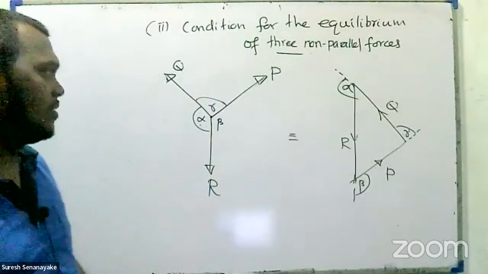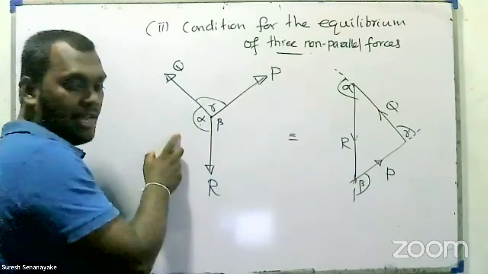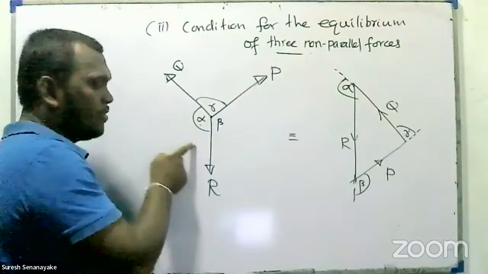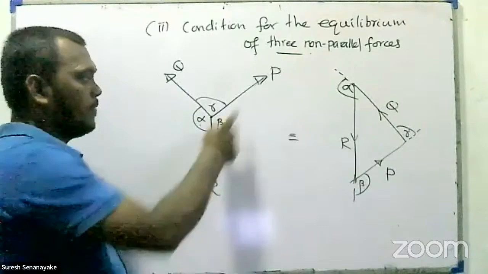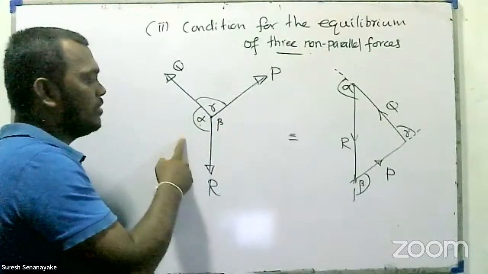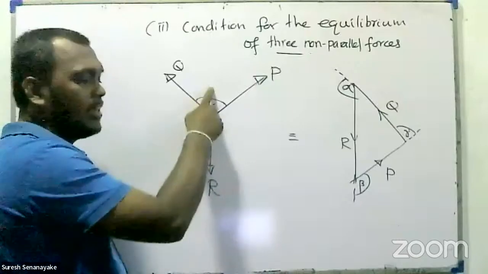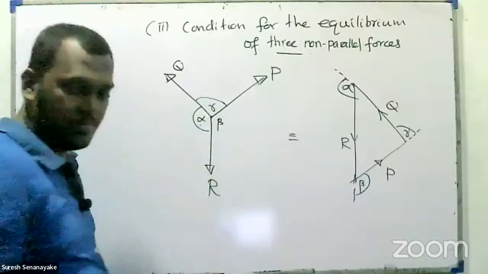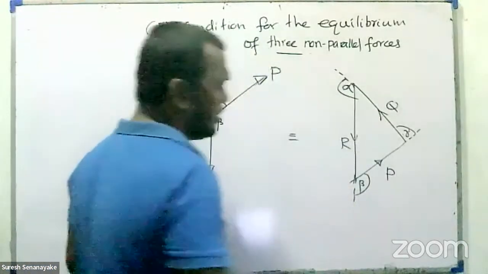Mathematical students, they know this one. If this force divided by the sine of the angle of the other two forces will be a constant for this kind of equilibrium. If P divided by sine alpha, that should be equal to Q divided by sine beta, that should be equal to R divided by sine gamma. So those are constant. I will give that one also, but for MCQs you can use it.